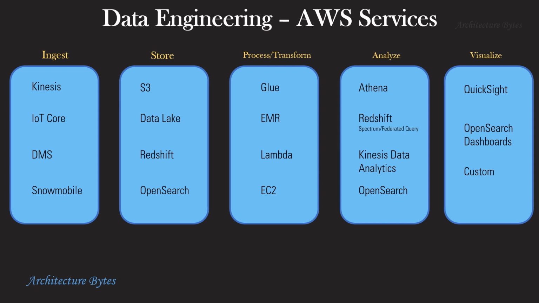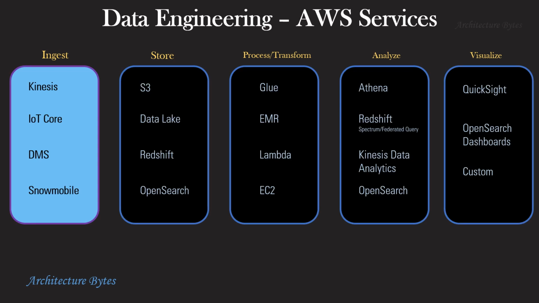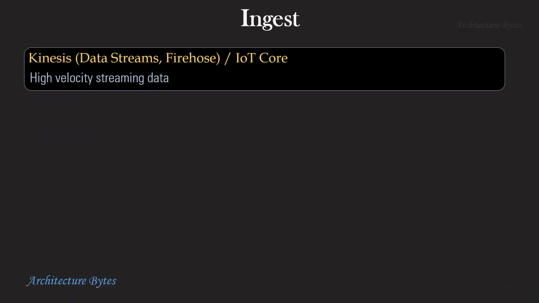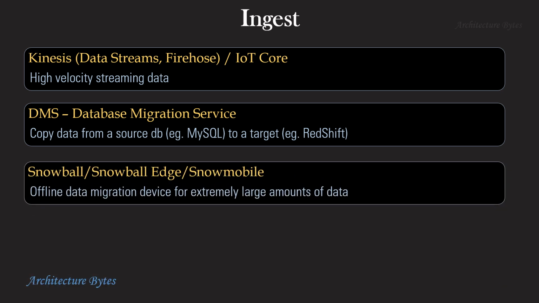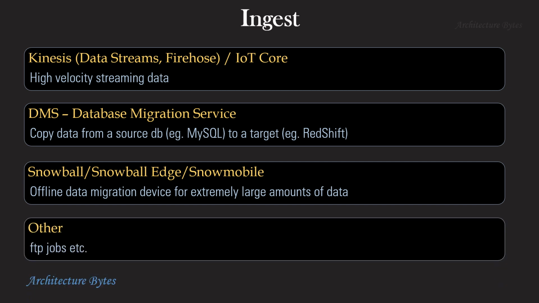Here are some AWS services that are used for data engineering. Let's learn more about them. We will start with data ingestion. Kinesis and IoT Core can be used to ingest large volumes of high-velocity streaming data. DMS or Database Migration Service is used to migrate data from one database to another. Snow family of devices are useful for physically transporting extremely large volumes of data via devices. In addition, you can of course use other means like FTP etc. to bring in the data.